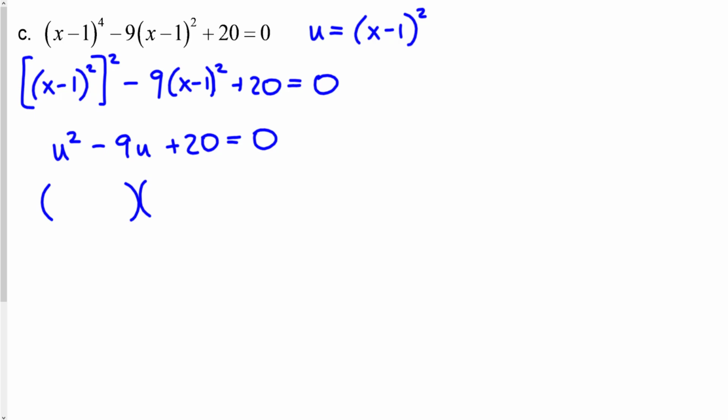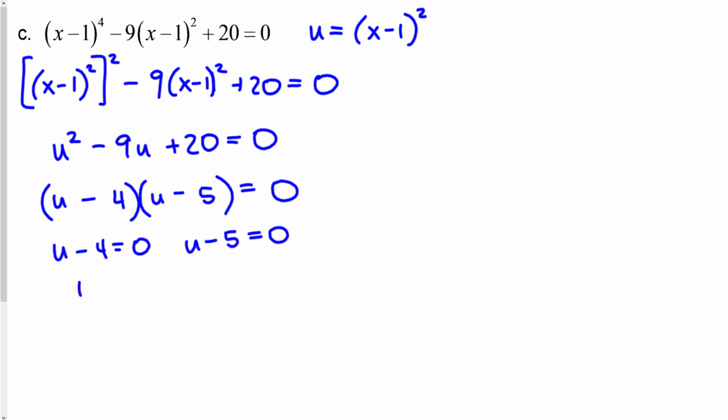When I factor this polynomial, u times u would give me u squared. 4 and 5 would multiply to 20, and if these were both negative, they would add to negative 9, but still multiply to positive 20. So this means u minus 4 is equal to 0, and u minus 5 is equal to 0. So u equals 4, and u equals 5.